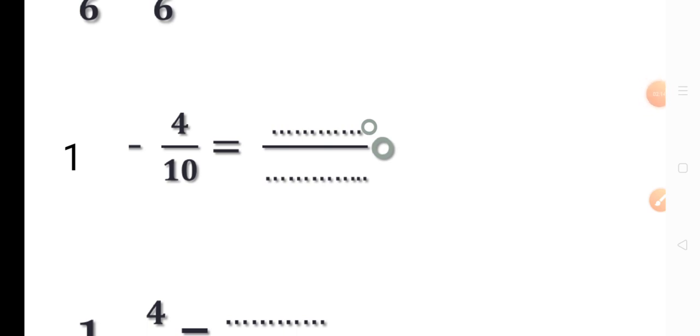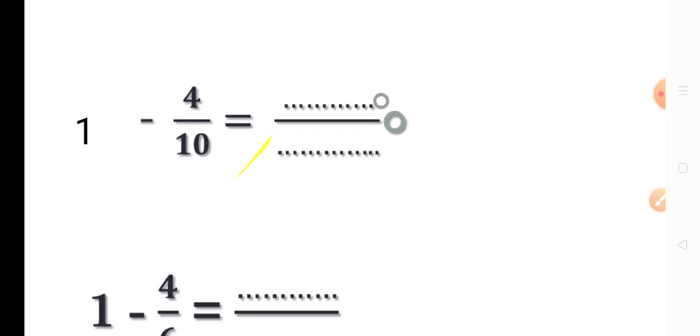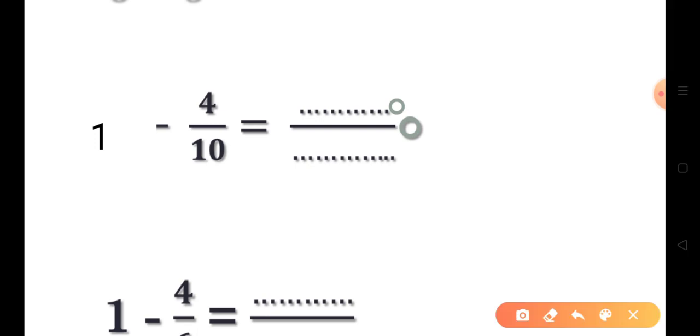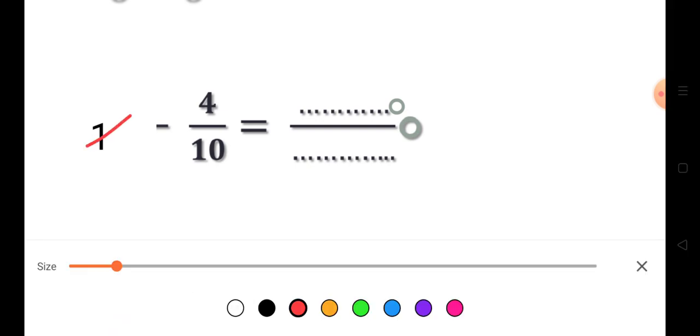1 minus 4/10. I have 1. This is a whole number. How to change 1 as a fraction? As we know, we can change 1 by any fraction. Its numerator and its denominator are equal. I need the two denominators to be the same. Here 10, so put 10. So 1 equals 10/10 or 10 out of 10.